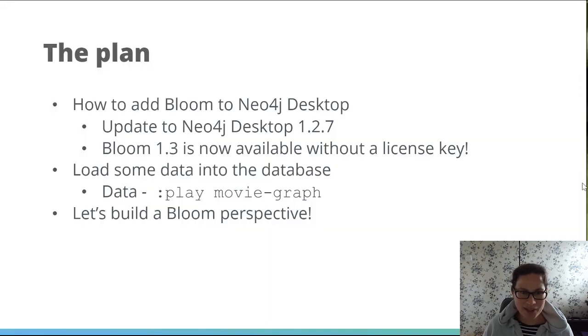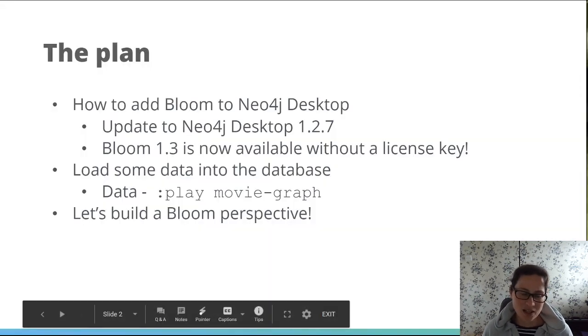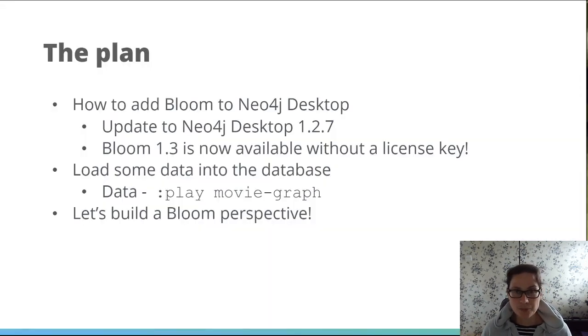So what are we going to cover in this session? I'm going to show you how to add Bloom. Actually it adds itself automatically, so I will show you that in a moment. I'm going to show you how to check if you've got the latest version of Neo4j Desktop, and if not, how to get that sorted. And then we're going to load some data, using the built-in browser guide movie graph for that. I'm going to use that nice handy bit of data there. And then we're going to build a Bloom perspective from scratch.